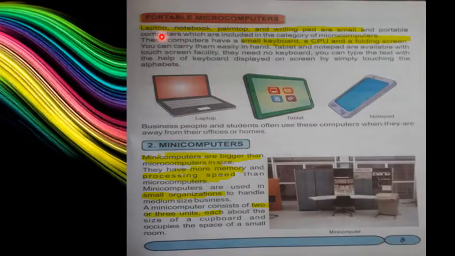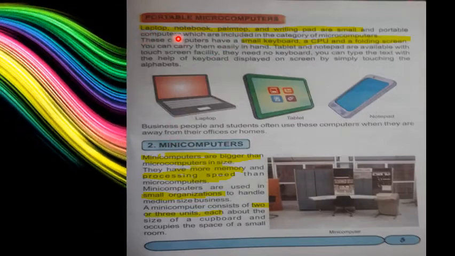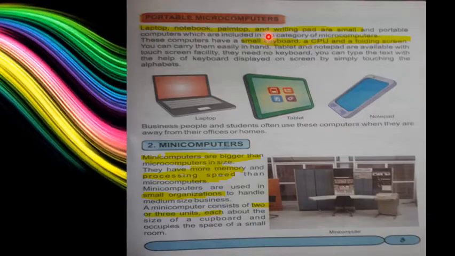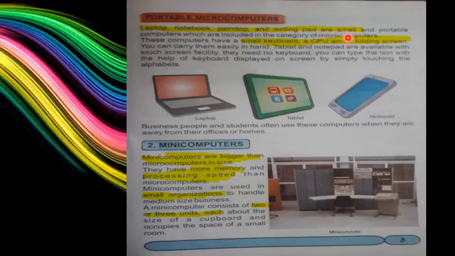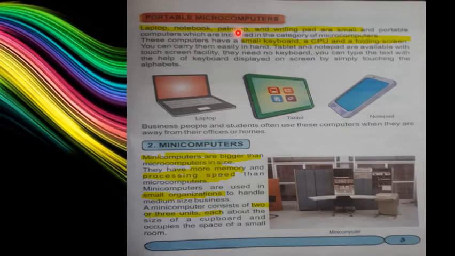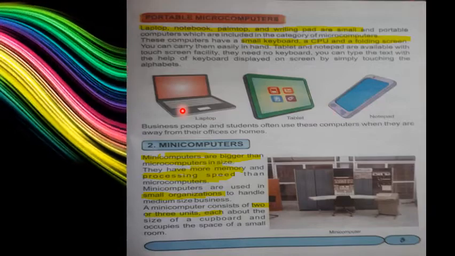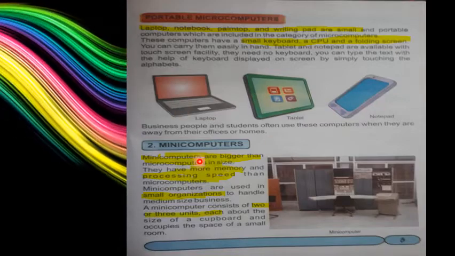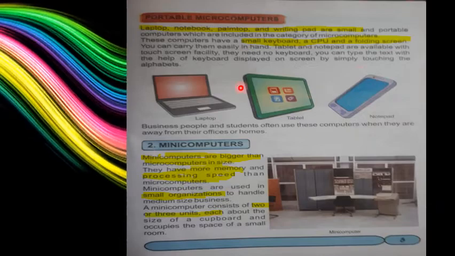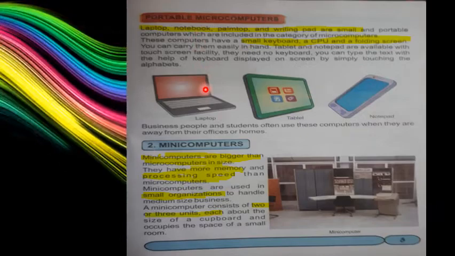Here comes the next page of your book, page number 5, where some more examples of microcomputers are given, and these include laptops, notepads, palm tops, and writing pads. They all are small, so they are examples of microcomputers. Here you can see some examples: laptops, tablets, and a cell phone is also included in microcomputers because they are smaller in size.